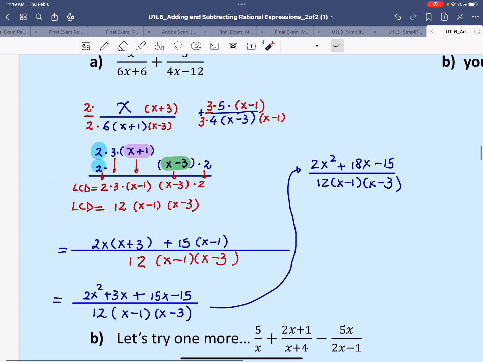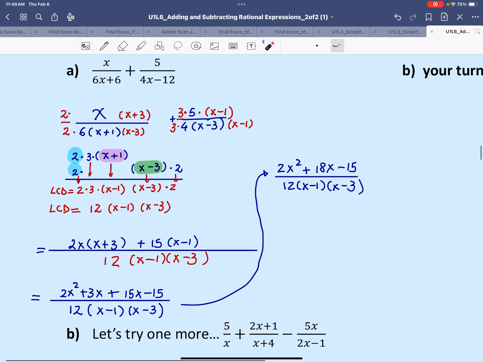Now, if you look at the entire process of simplifying, you probably notice that we missed something in here, and that would be the restrictions. Whenever we are adding and subtracting rational expressions, it is okay to state the restrictions at the end, providing that we know exactly where to look for the restrictions.